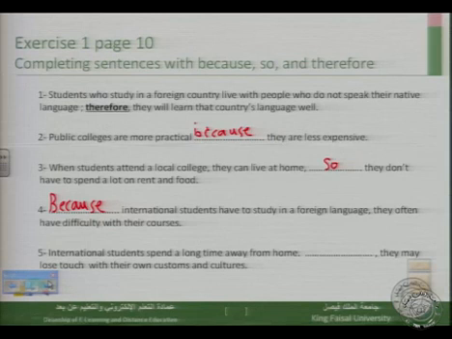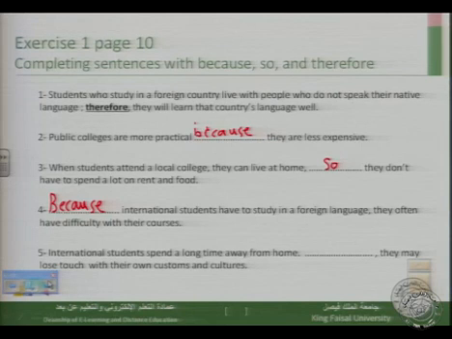We move now to sentence number 5. Sentence number 5 says, international students spend a long time away from home, full stop, and we have a comma here. They may lose touch with their own customs and cultures. What do you think here? Is it a relationship of cause and result, or a relationship of effect, cause and reason, or effect and result? I think it's the relationship of effect and result, and here we have to use therefore.